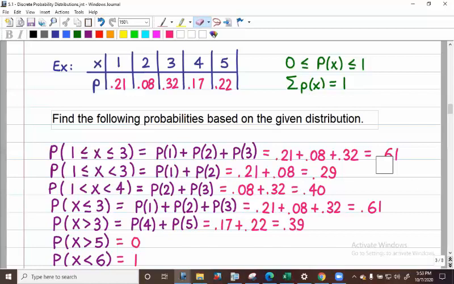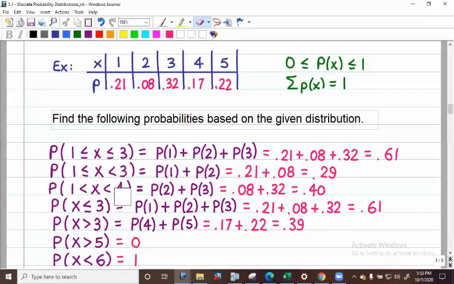If you get these 3 numbers right, it's almost impossible to mess this up. But you just have to know it's those 3. Now look at the next one. I've got the equal at 1, but then the not equal at 3. So that means I don't include 3. So it's just 1 with 2. I just add up the first 2 and get 0.29. So see the difference in these 2? I've got to be careful, right?